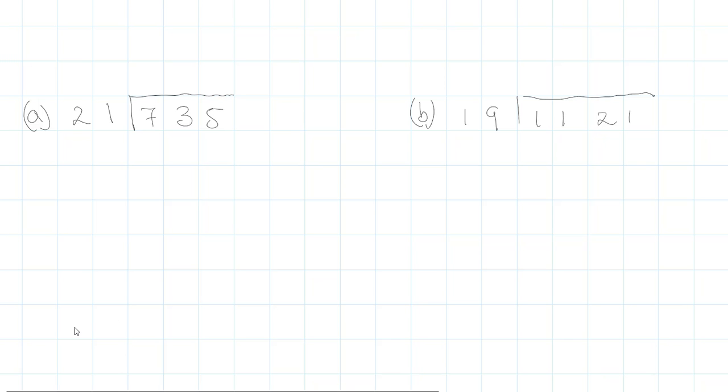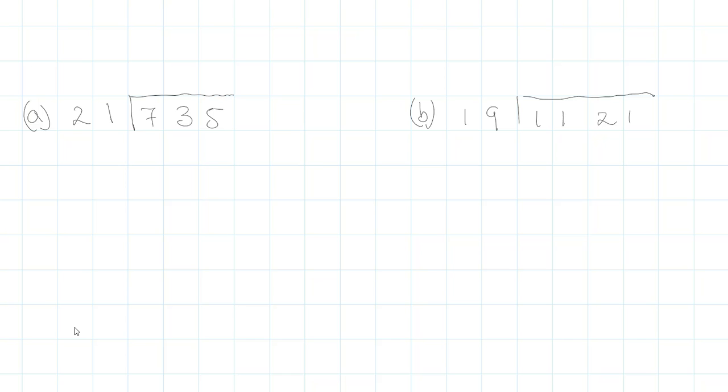So we're going to look at long division in this short tutorial, and we have two sums. First one is sum A, where we're going to divide 21 into 735. Second one then is B, where we're going to divide 19 into 1121. Okay, so let's look at sum A.